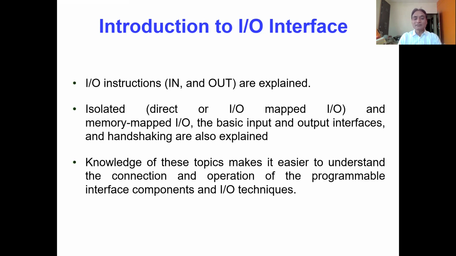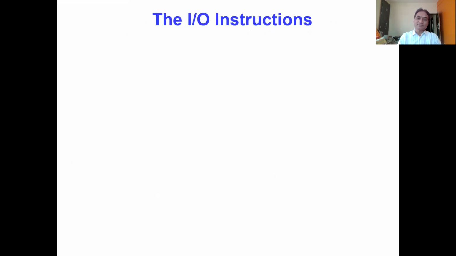Knowledge of these topics makes it easier to understand the connection and operation of the programmable interface components and IO techniques. Whatever the IN and OUT instructions we discuss, the fundamental concepts of this topic include IO mapped IO, memory mapped IO, basic input and output interfaces, and handshaking. Once you understand these, it is easier to understand how data can be transferred from the microprocessor to IO devices.